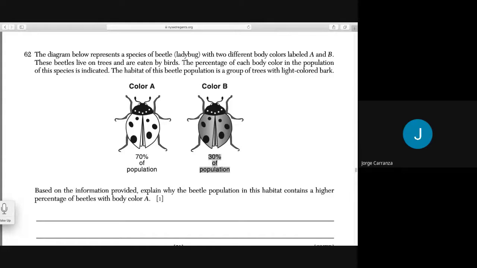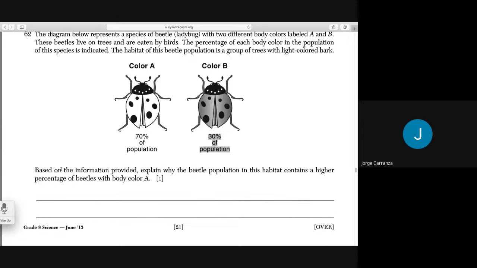It gives you a little explanation before that. It says the habitat of this beetle population is a group of trees with light colored bark, similar to the moths. And it says, based on the information provided, explain why the beetle population in this habitat contains a higher percentage of beetles with A.